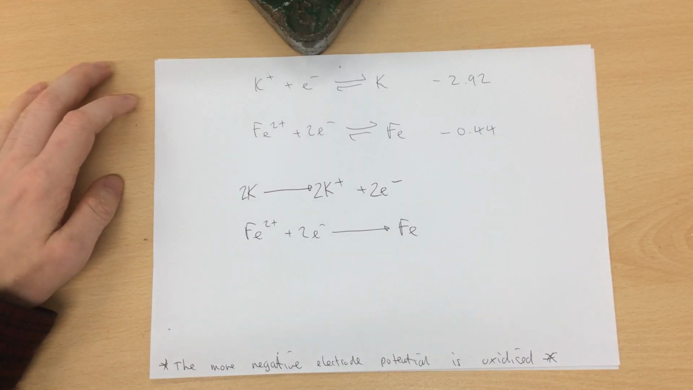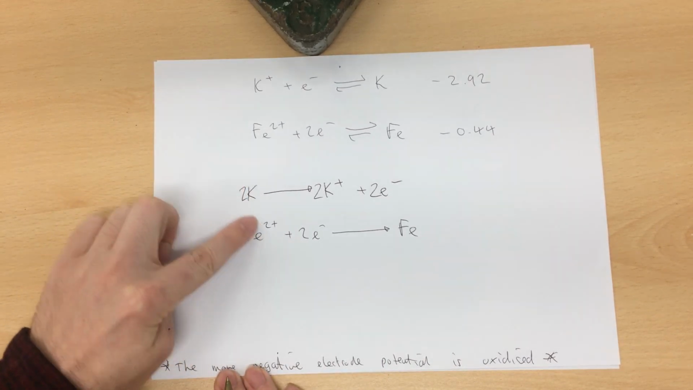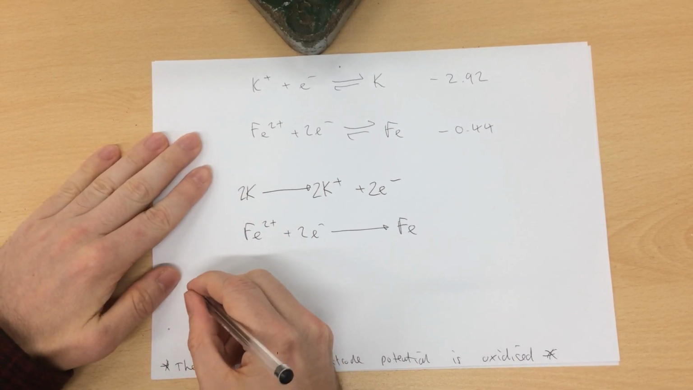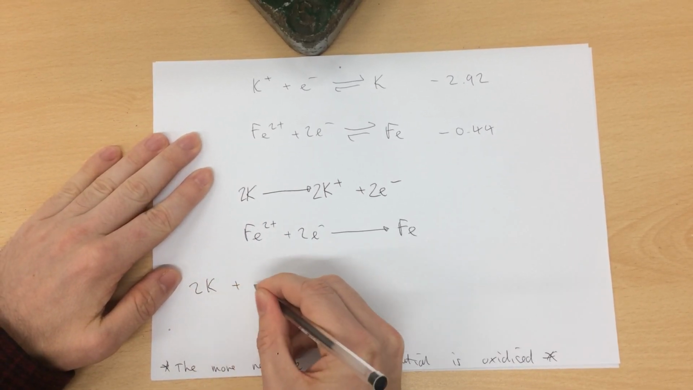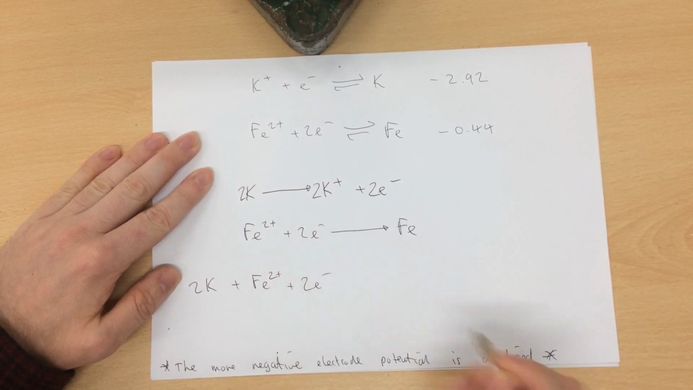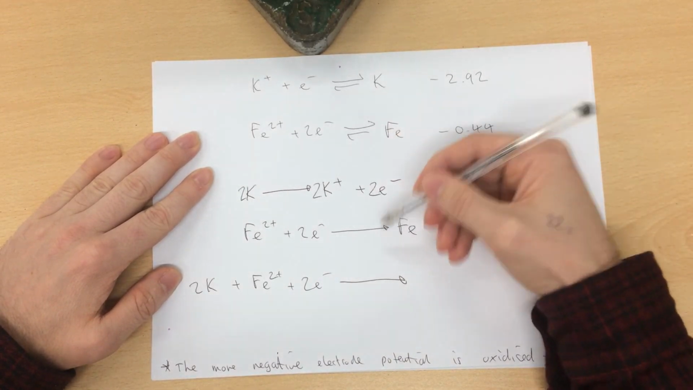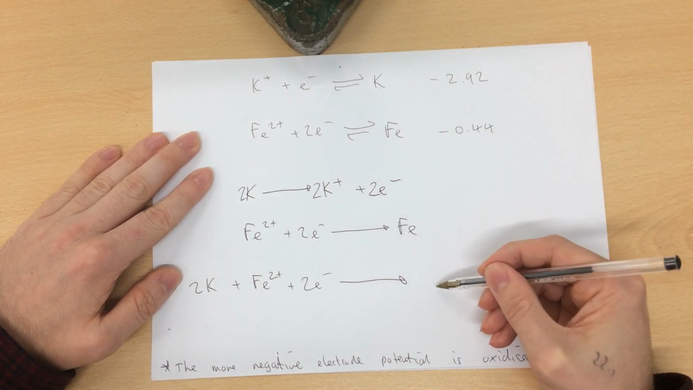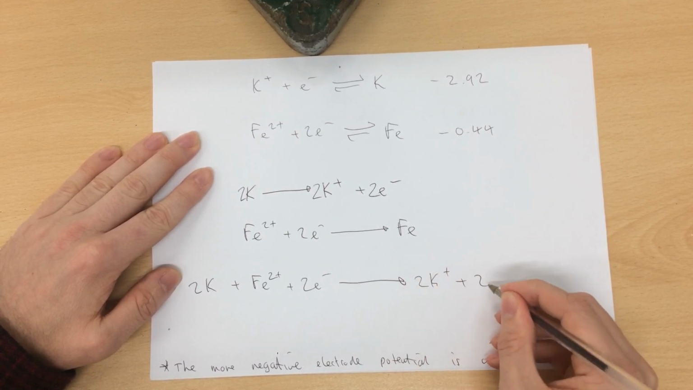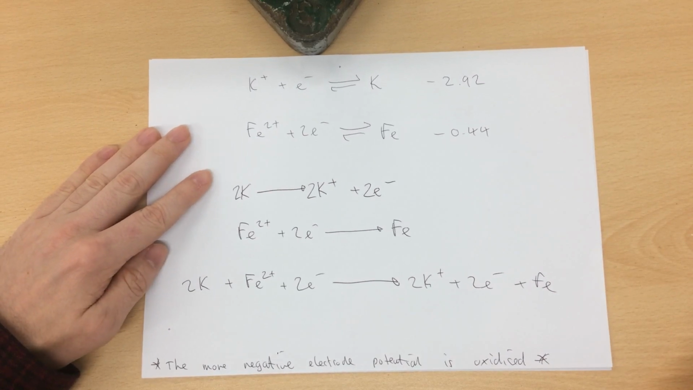Now we can combine the equations, so everything that's a reactant, on the left-hand side of both of these, I'm going to write down, so that's 2 potassiums, add an iron, add the 2 electrons, and then everything that's a product from both the equations I'll write down on this side. So 2 potassiums, 2 electrons, and an iron.